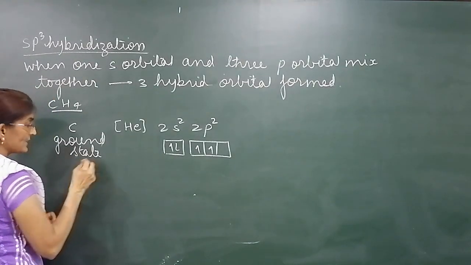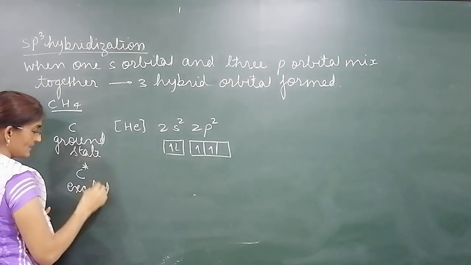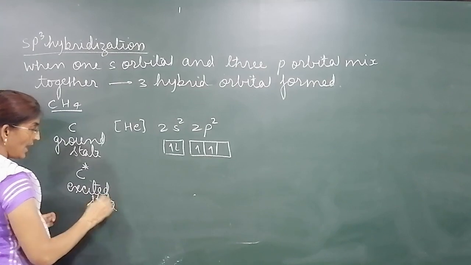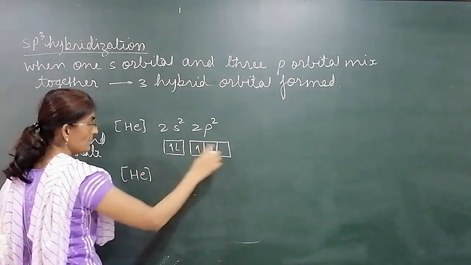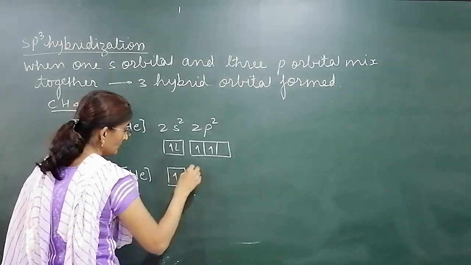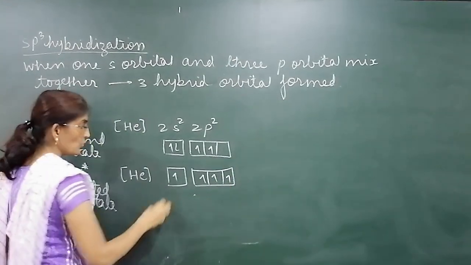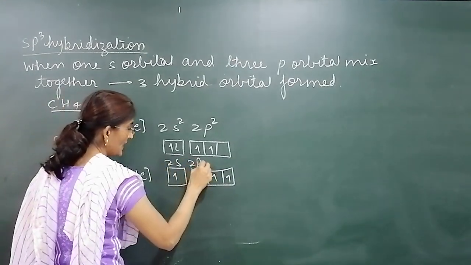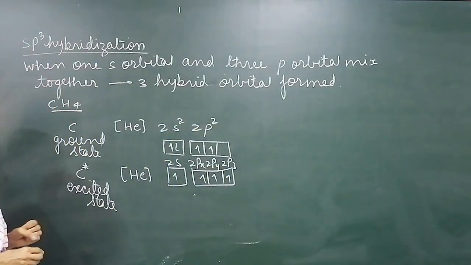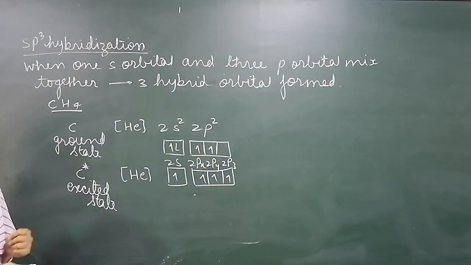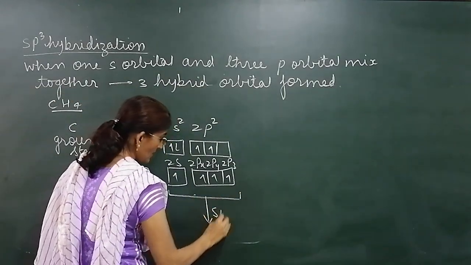How do we get 4 unpaired electrons? Carbon will move into the excited state. This is called the excited state. In this state, 1 electron of the 2s orbital will jump to the 2p orbital. So we have 2s, 2px, 2py and 2pz. These nearby orbitals, which have very little difference in energy, undergo hybridization. Which hybridization? SP3.